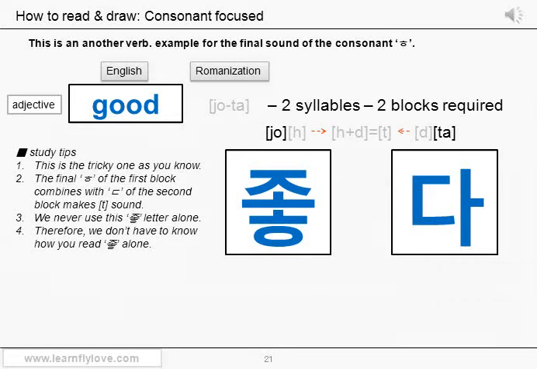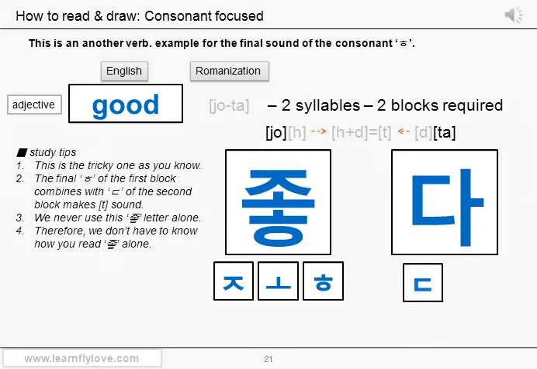The first consonant is ㅈ, like J in English, and the vowel is O. And the final consonant is hieut, which sounds like h as an initial, but this one is used as a final. As we learned, this consonant is silent when it's used as a final, so you don't pronounce it. What is the initial consonant of the next letter? D, like D in English.